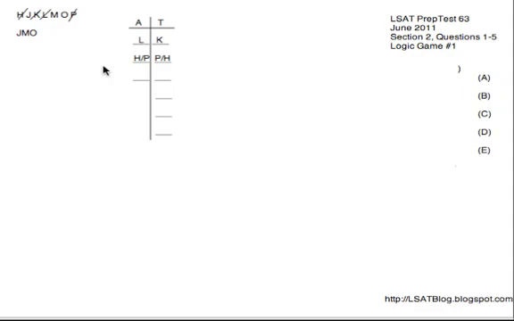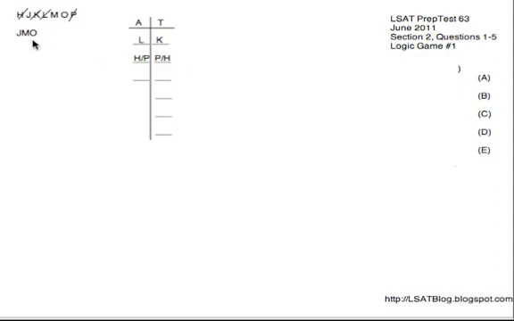They tell us that L is on appellate, so I put L in the appellate column. They tell us that K is on trial, so I put K in the trial column. And they tell us that H and P cannot be in the same court, so they're going to be split, one of them on appellate, the other one of them on trial.